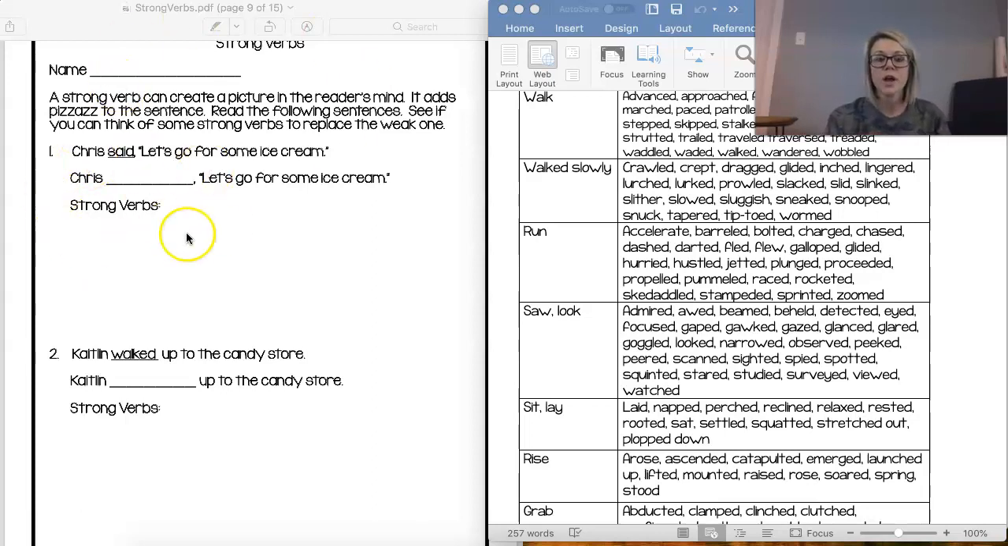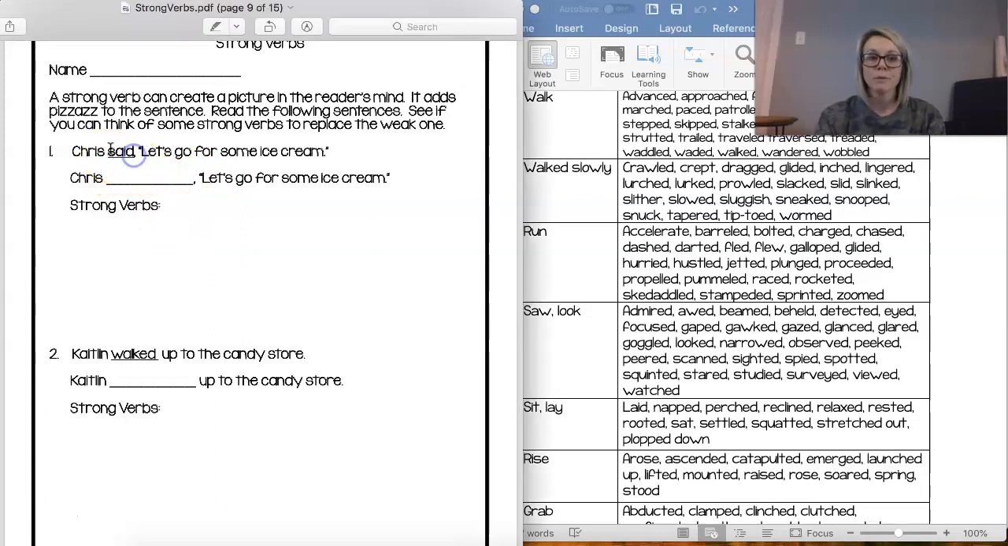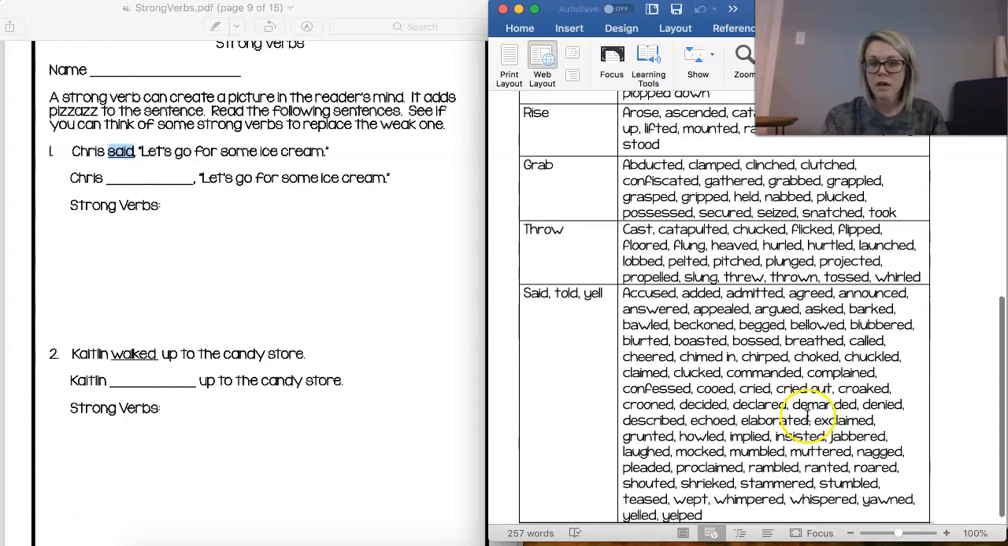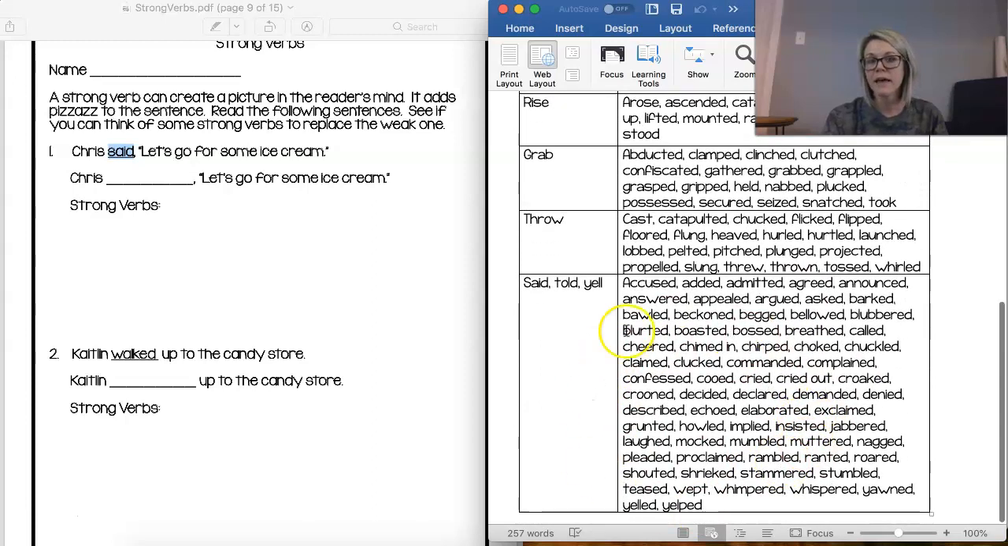This sentence right here: Chris said, let's go for some ice cream. So we are trying to replace the word said with a strong or a powerful verb. Now, on this sheet over here, I have several strong verbs for said, told, or yell. So I've got to figure out what emotion I want the reader to understand. So Chris said, let's go for some ice cream.